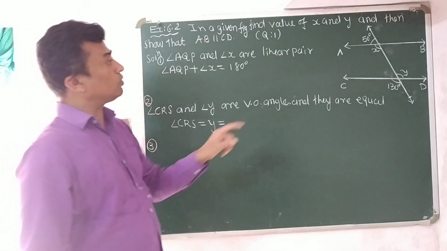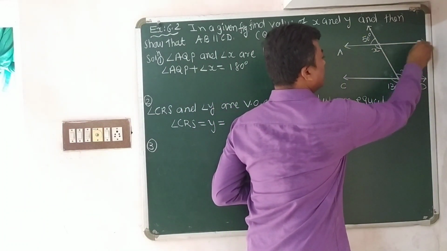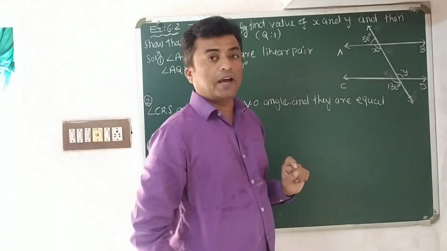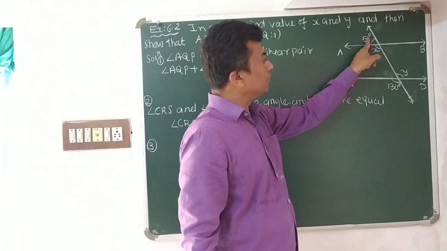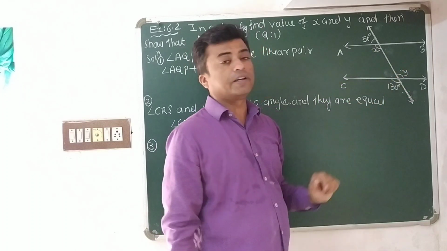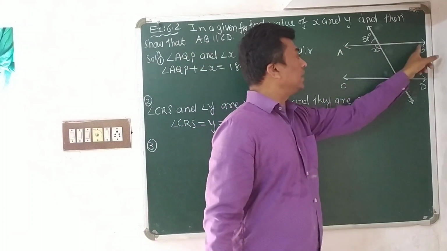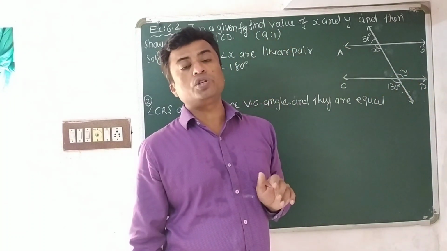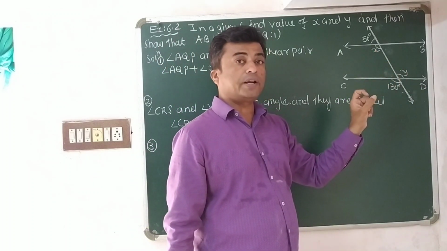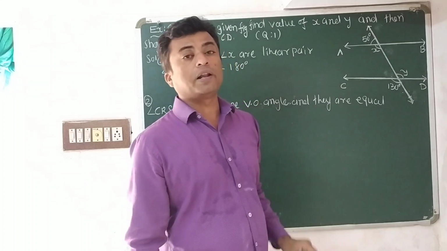So see, children, in the given question, one figure is given to us. In the figure, this is line AB and this is line CD, and one transversal is given to us. This angle 50 degree is given, and this angle 130 degree is given. Here angle X and here angle Y are given. We have to identify their values, and also we have to show that line AB and line CD are parallel to each other. That we have to prove.